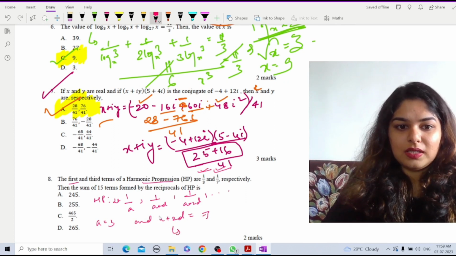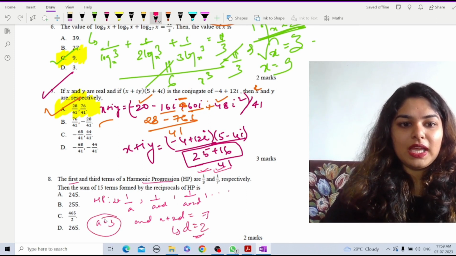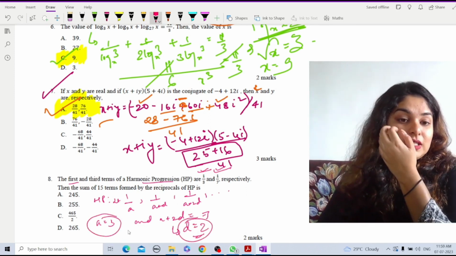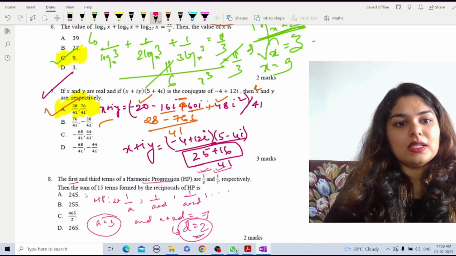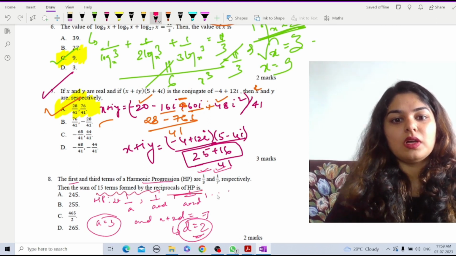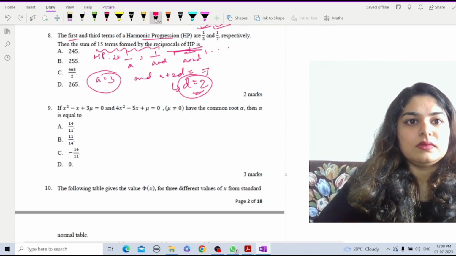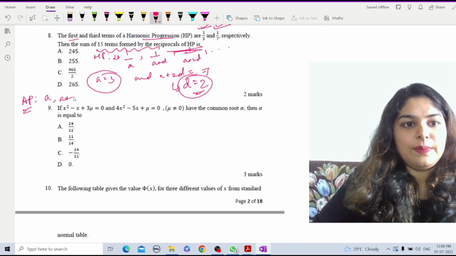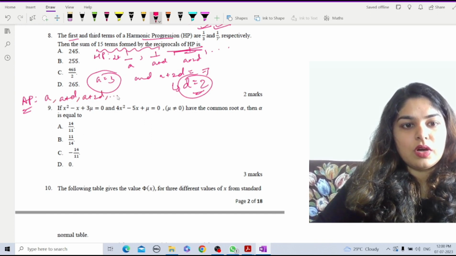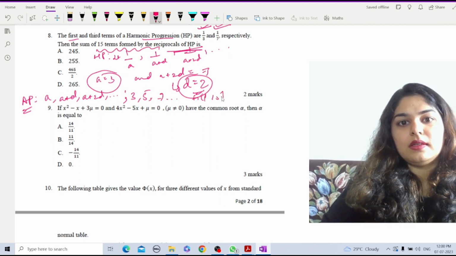So from here it is very clear that if A is 3, then D is equal to 2. So I have the value of A and D, that is the first term and the common difference. Now what we have to find out is the sum of the 15 terms formed by the reciprocal of the HP. So what do we mean by reciprocal of HP? The reciprocal of HP will be an AP series with A, A plus D, A plus 2D, and so on. Then A is 3, then 5, 7, and so on till 15 terms, right?